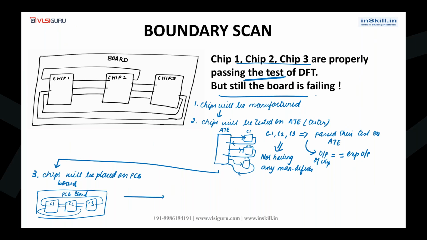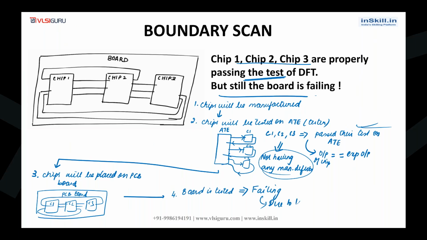And now what is happening? The board is tested, and the board has failed. Chip 1, chip 2, chip 3 are internally not having any manufacturing defects because they have already passed their test on the ATE. Then why is the board failing? This can be due to manufacturing defects in the interconnection between the two chips.